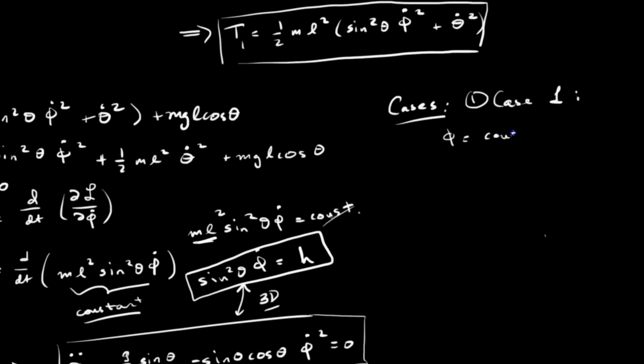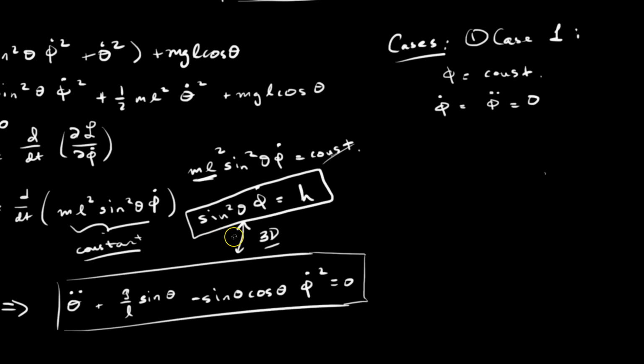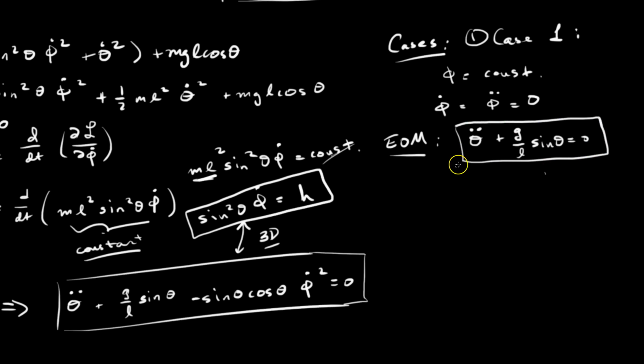Phi equals constant. So now, as we did in this case over here, the first derivative of phi and the second derivative of phi are 0. Right? What's the derivative of a constant? 0. So what are we going to get here? Equations of motion. This term is going to cancel out because phi dot is 0. So we just get this. This is the equation of motion for a two-dimensional pendulum.